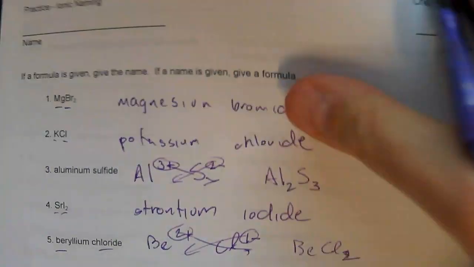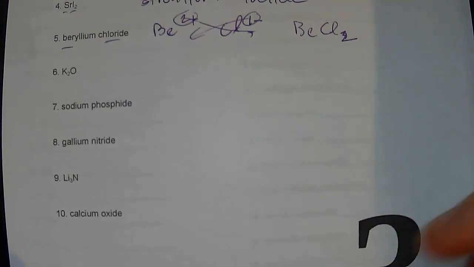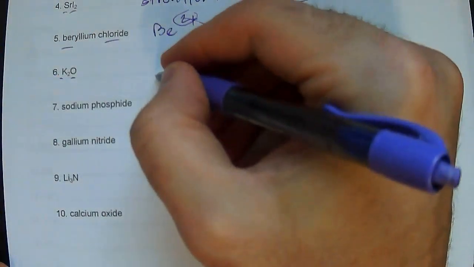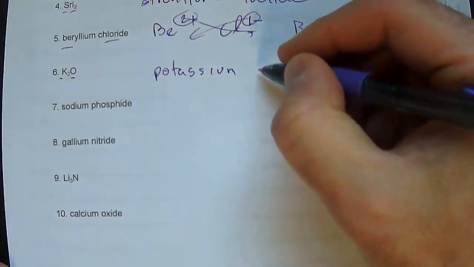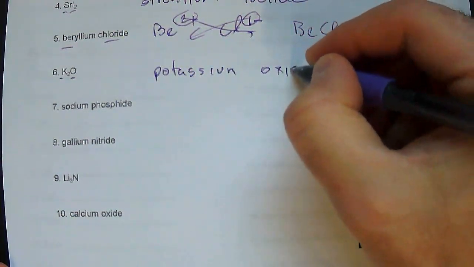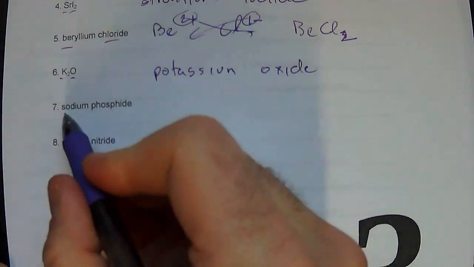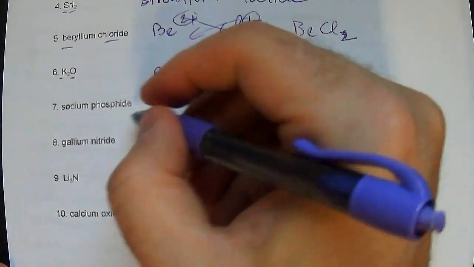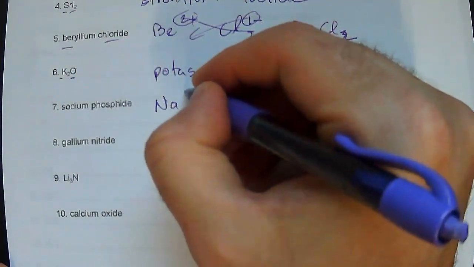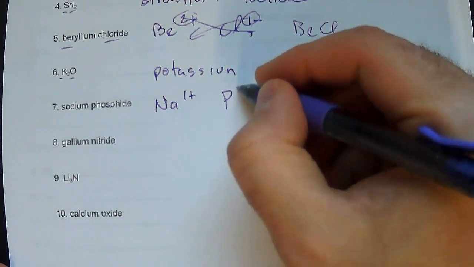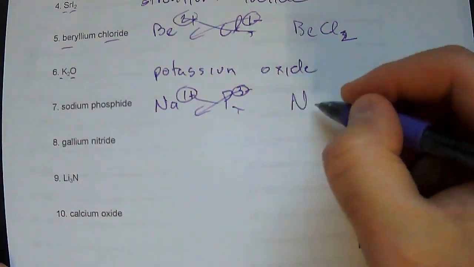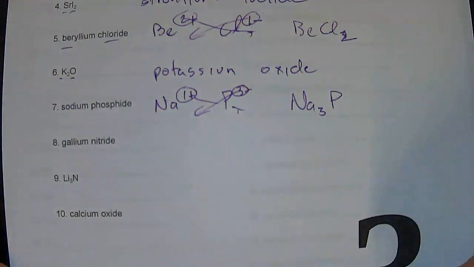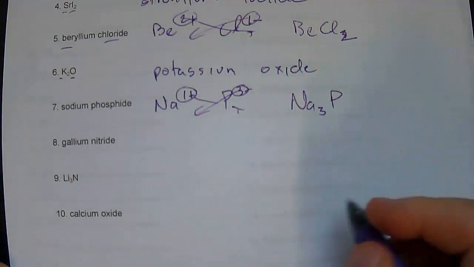Okay. Bottom half of this sheet. Okay. K2O is potassium oxide. Okay. Sodium phosphide. Sodium is Na with a 1+. Phosphide is a 3-. Crisscross. We get Na3P. I want to take one of those and nap.